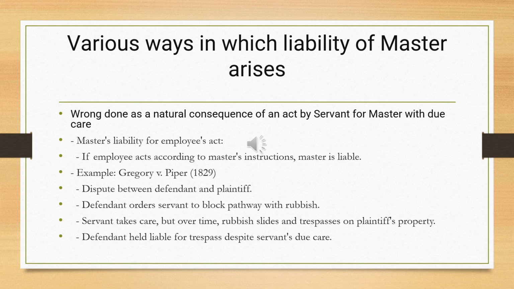In Gregory versus Piper 1928, the defendant and the plaintiff had some disputes between them, and the defendant therefore ordered his servant to place rubbish across a pathway to prevent the plaintiff from proceeding on that way, and the servant took all care to ensure that no part of it was touching the plaintiff's property. But with the passage of time, the rubbish slid down and touched the walls of the plaintiff, and thus he sued for trespass. The defendant was held liable despite his servant taking all due care.